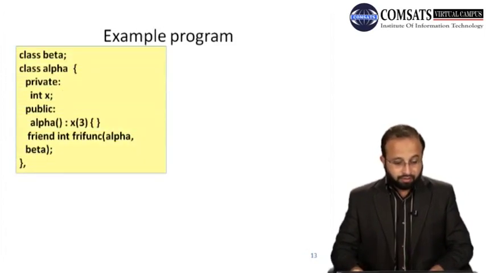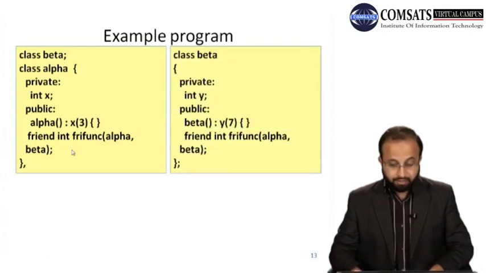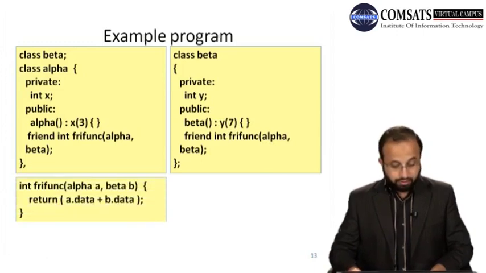Let's see the example program. So we have a class beta and then class alpha. क्लास अल्फा में एक प्राइवेट डाटा मेंबर है x, and this is the constructor of alpha class that initializes x with 3. Then we have a friend function fri_func. So इसमें हम alpha टाइप का एक ऑब्जेक्ट पास कर रहे हैं और एक बीटा टाइप का ऑब्जेक्ट पास कर रहे हैं. बीटा क्लास है, उसका प्राइवेट डाटा मेंबर है एक y, और बीटा का जो कंस्ट्रक्टर है वो y को इनिशियलाइज कर रहा है डिफॉल्ट कंस्ट्रक्टर 7 वैल्यू से. And we have a friend function fri_func. It returns an integer and there are two objects we are going to pass to that function. So this is a function definition.